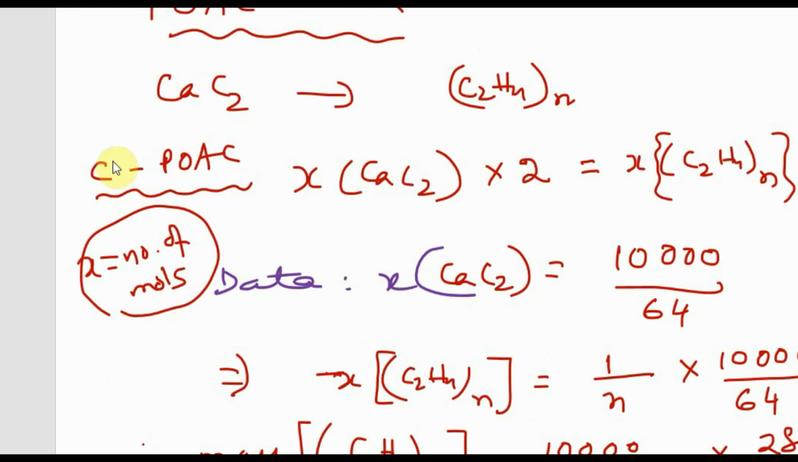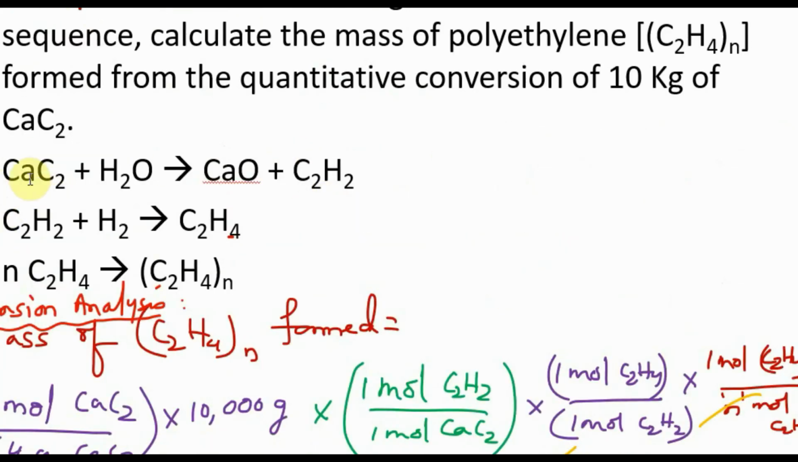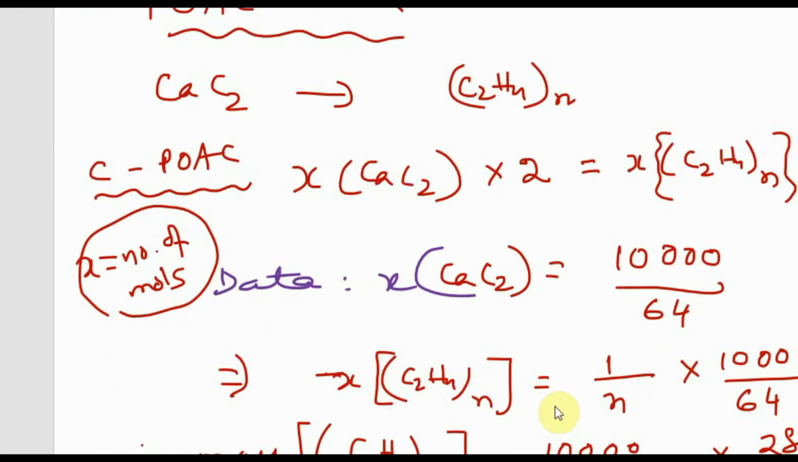We correlated calcium carbide till the end. All carbon atoms present in the plastic, in the polyethylene, have come from calcium carbide, because you see, in this series of reactions, carbon is provided by calcium carbide. So this carbon is percolated till the end. So number of moles of calcium carbide into 2 equals number of moles of the polythene into 2n.